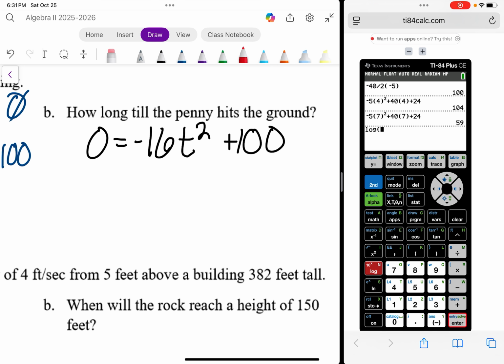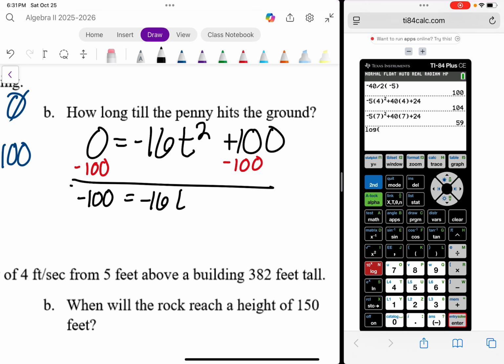There's only a t squared, so I can solve just using inverse operations. I'm going to subtract 100 on both sides, and that gives us negative 100 equals negative 16t squared. Now, I don't want to get imaginary numbers, and if I were to take the square root right now, I would get imaginary numbers. So I want to divide by negative 16 first.